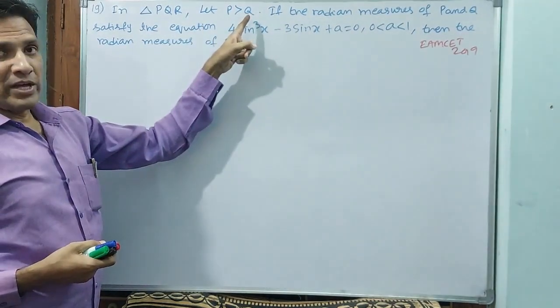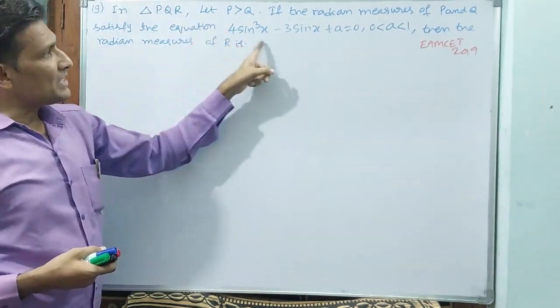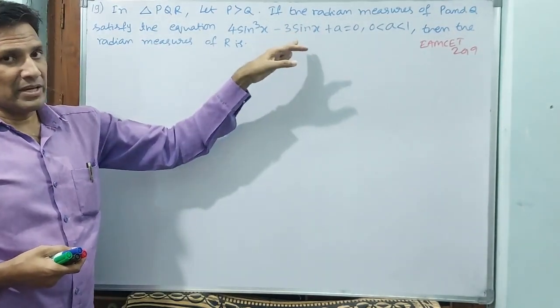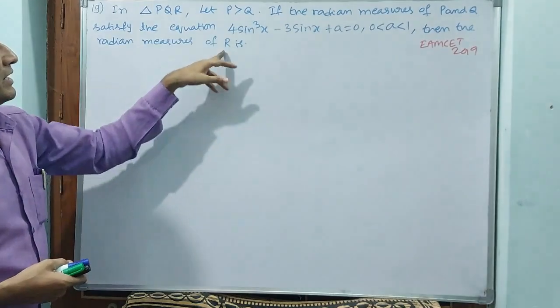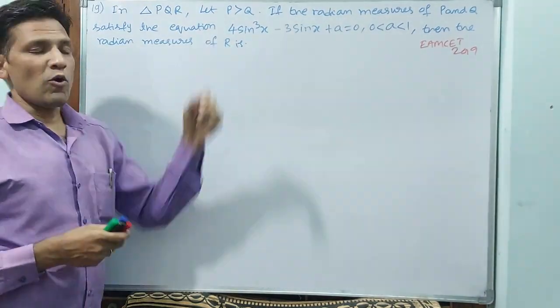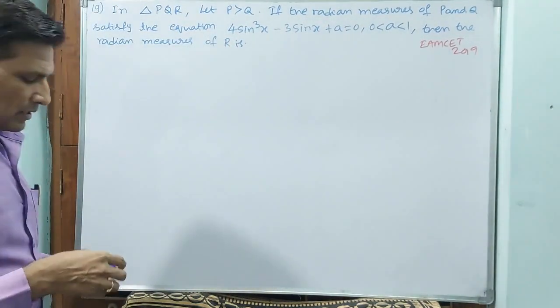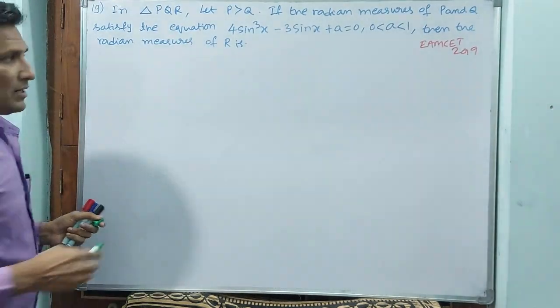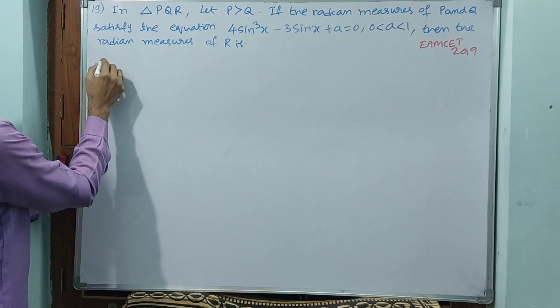But only simple logic they have given. P is greater than Q, they are telling, and P and Q satisfy this equation. Even if they satisfy it, you cannot directly find the angle from here. You observe carefully. Then they are asking the third angle R is how much. See how I am proceeding here. First, to solve this equation, see how I am tackling this question.